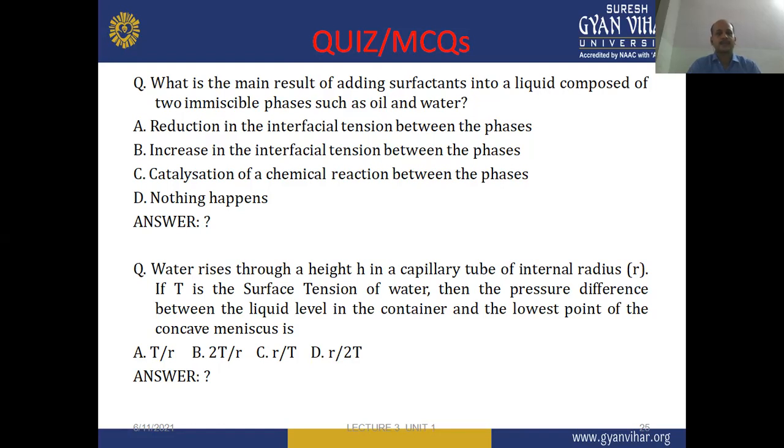The second question: water rises through a height h in a capillary tube of internal radius r. If T is the surface tension of the water, then the pressure difference between the liquid level in the container and the lowest point of the concave meniscus will be: option A is T by R, option B is 2T by R, option C is R by T, and option D is R by 2T. So you have to give the answer.